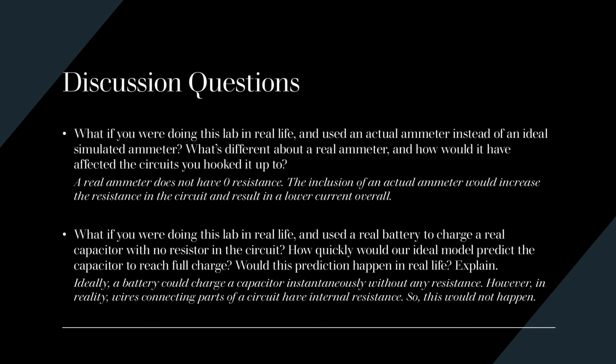If we were doing this experiment with a real ammeter, it would be different because a real ammeter does not have zero resistance. The inclusion of an actual ammeter would increase the resistance in the circuit and result in a lower overall current. In addition, if we were charging a capacitor with no resistor in the circuit, a battery would be able to charge a capacitor instantaneously. However, in reality, wires do have internal resistance, so this could not happen.